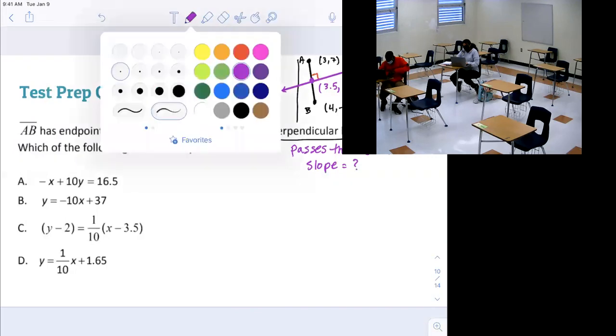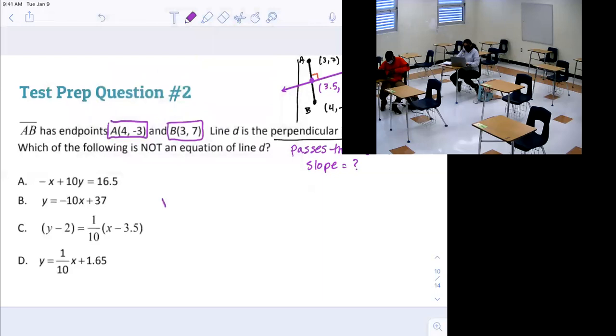So now I'm not finding the midpoint anymore. Now I'm finding the slope. But I'm going to find the slope of the original line AB, because that's all I know so far. I know the coordinate point for A and I know the coordinate point for B. So I'm going to find the slope of AB, and then the slope of the perpendicular bisector would be what?